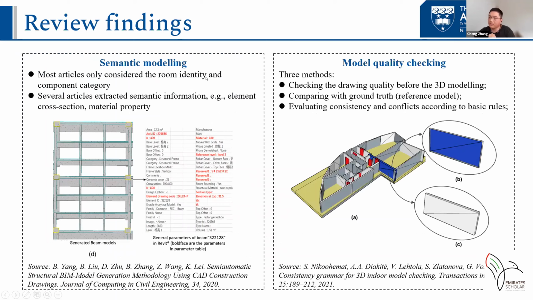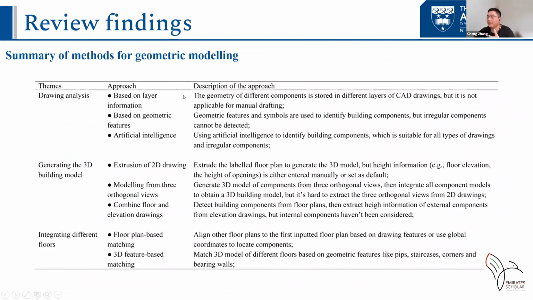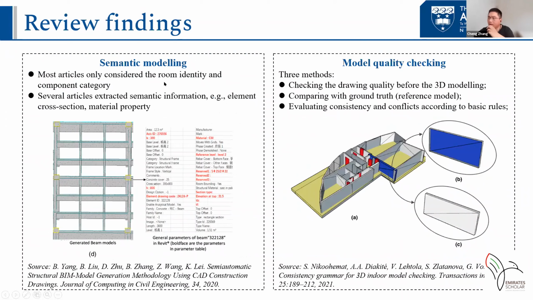As for semantic modeling, most articles only consider the room identity and component category; these are very basic semantic information. Only several articles extracted semantic information like the element cross-section and the material property, and then stored this semantic information in an additional file and also attached it to the 3D model. And after we created a 3D model, another thing is that we need to check its quality and accuracy.